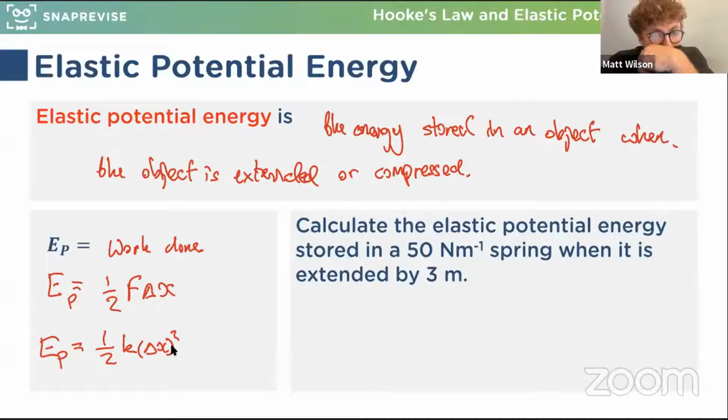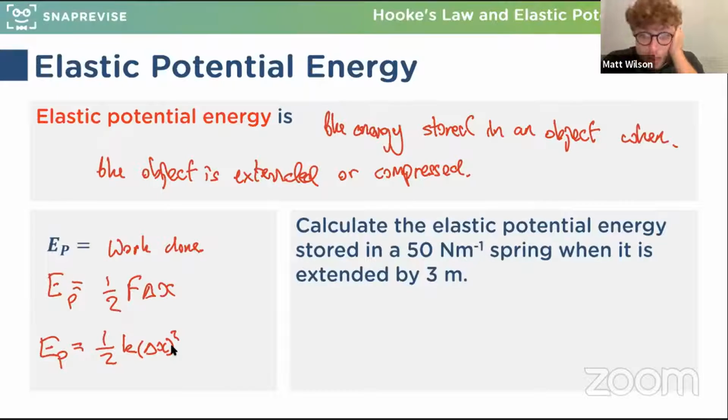Maybe that's a more typical situation, because you already know the material property of the spring, which is how stiff it is. You already know K, and you can read off the extension quite easily with a ruler. Okay, so let's have a go at a question.